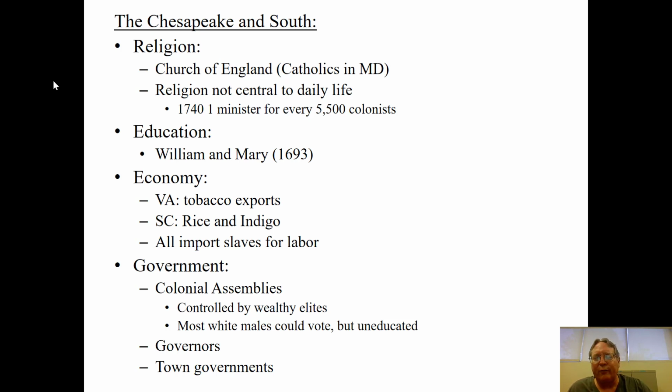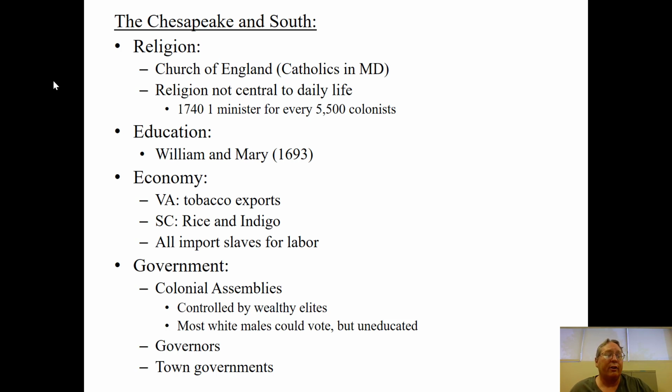So religion is not a focal point for you. You don't show up at a church every week just because you have to, right? You show up every once in a while because you need to or you want to. A very different emphasis on religion in these southern colonies.